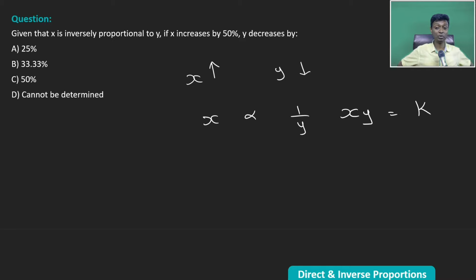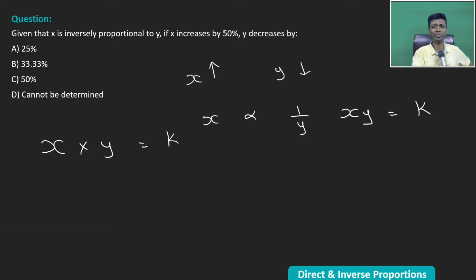This is where the idea of the ratio comes in. X into y is a constant. If x increases in some proportion, y will decrease by the reciprocal of that. X goes to double, y will go to half. X into y is a constant.